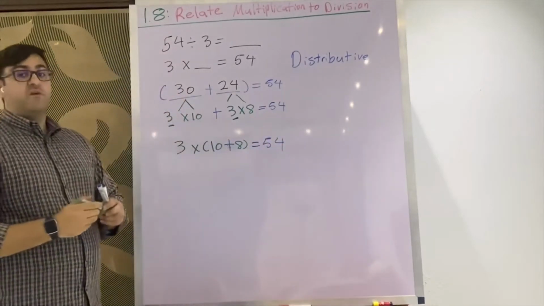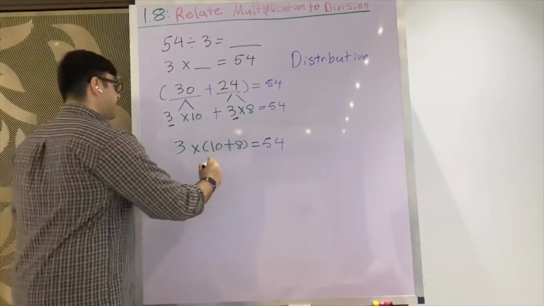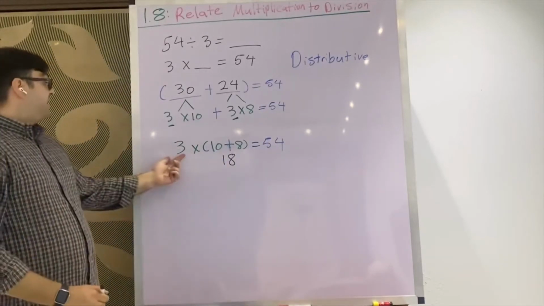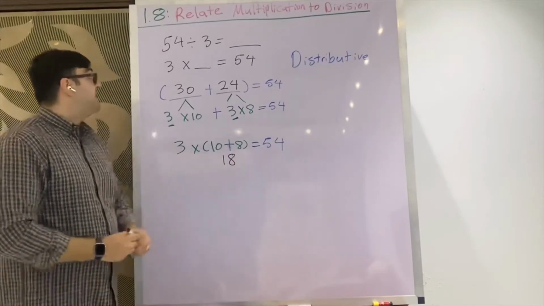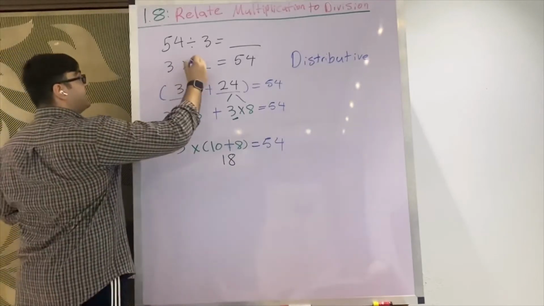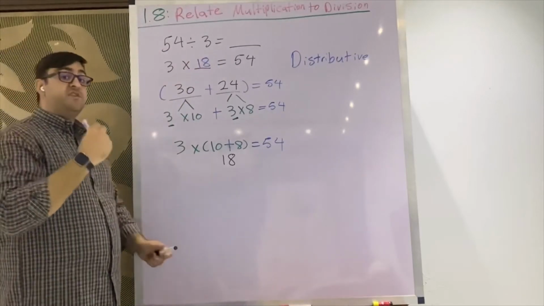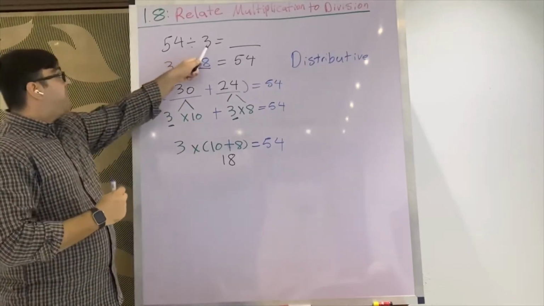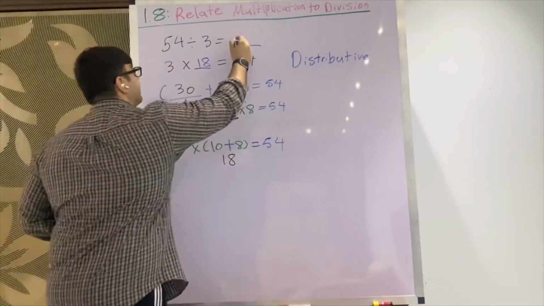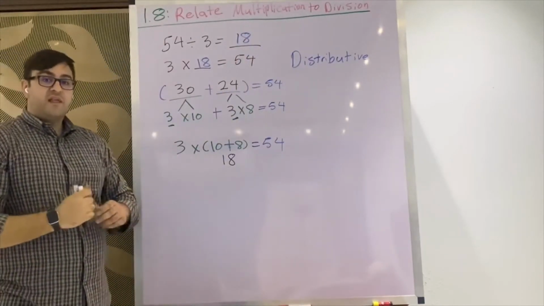Hopefully, you guys can all do basic math, basic addition. 10 plus 8 is 18. So from this, I got that 3 times 18 will give me 54. So let's go back up to our original problem and let's put that here. 3 times 18 equals 54. So if I'm doing division now and I say 54 divided by 3 should give me what quotient here? It should give me a quotient of 18. Okay?